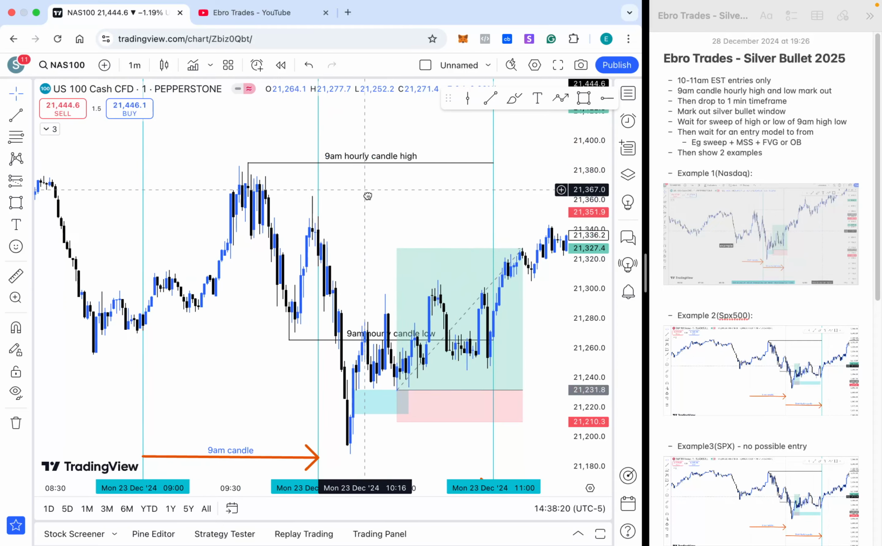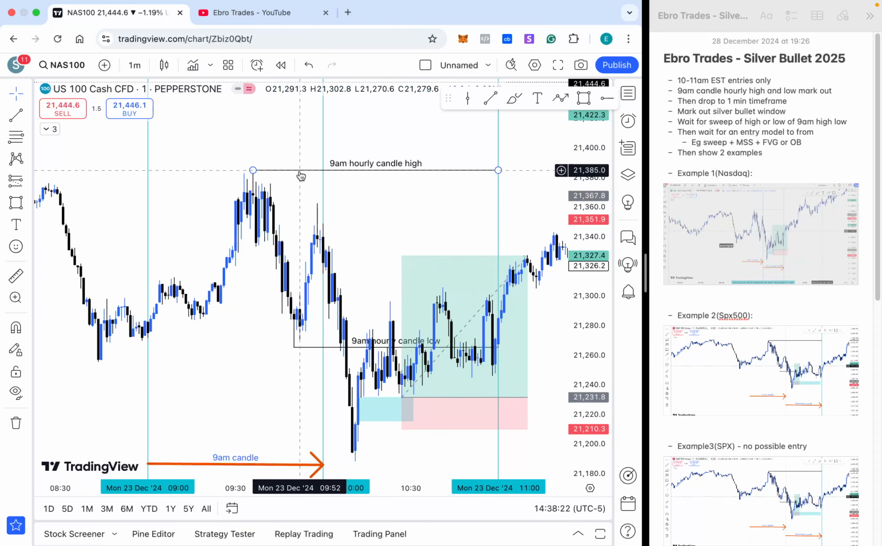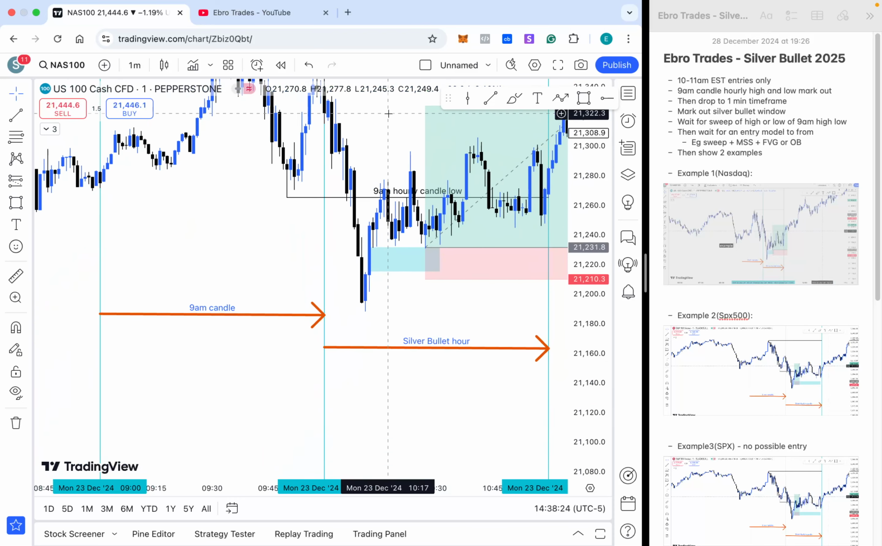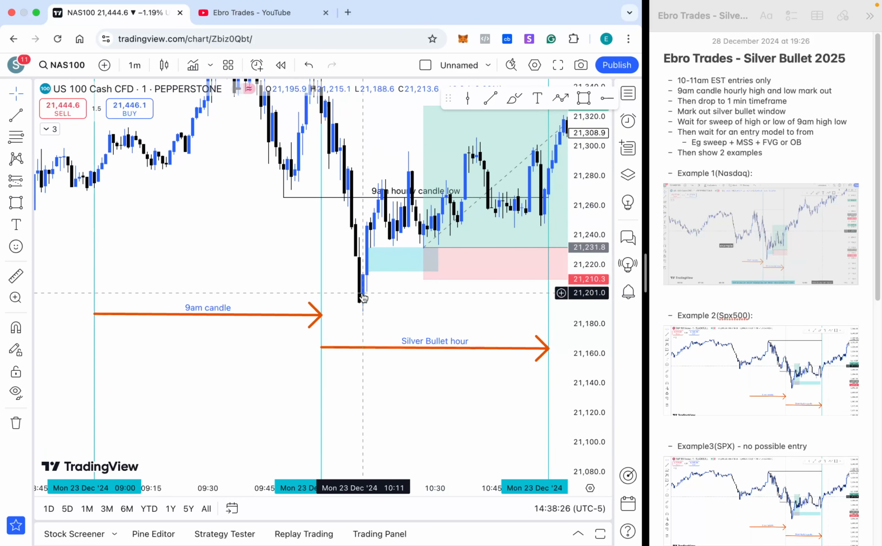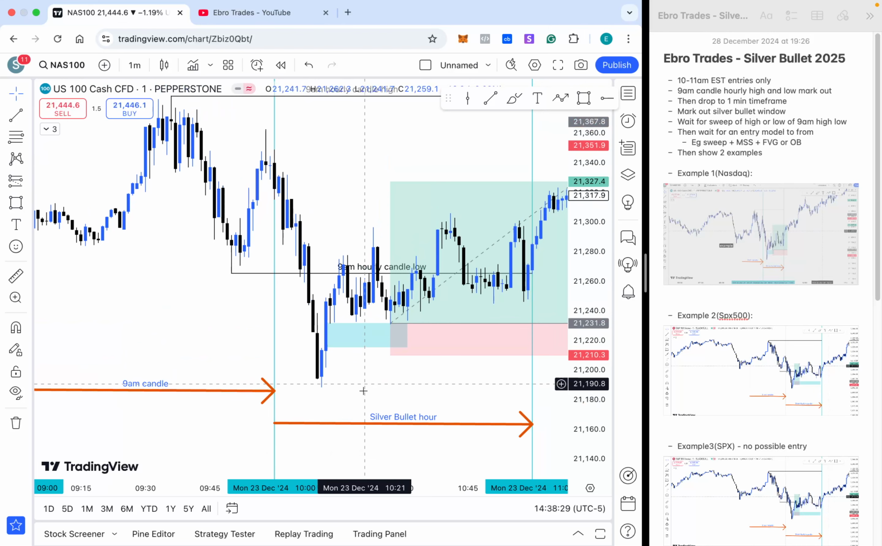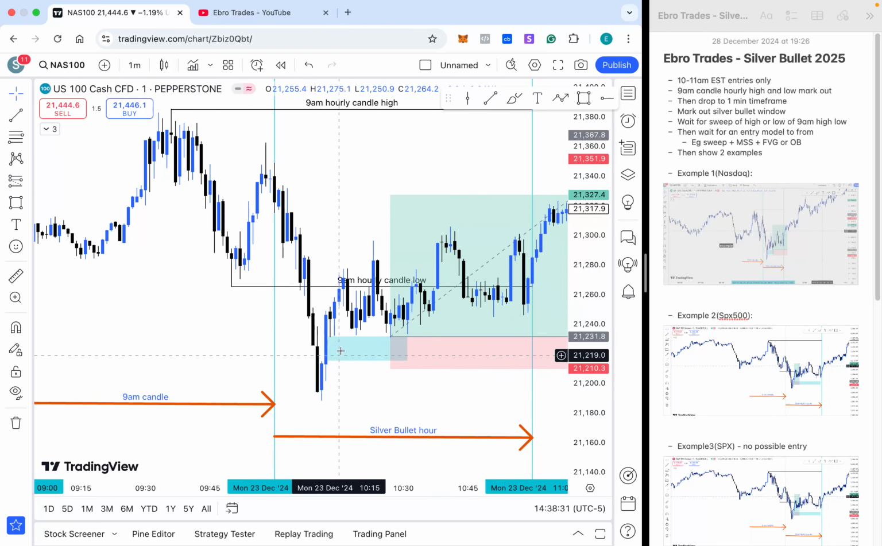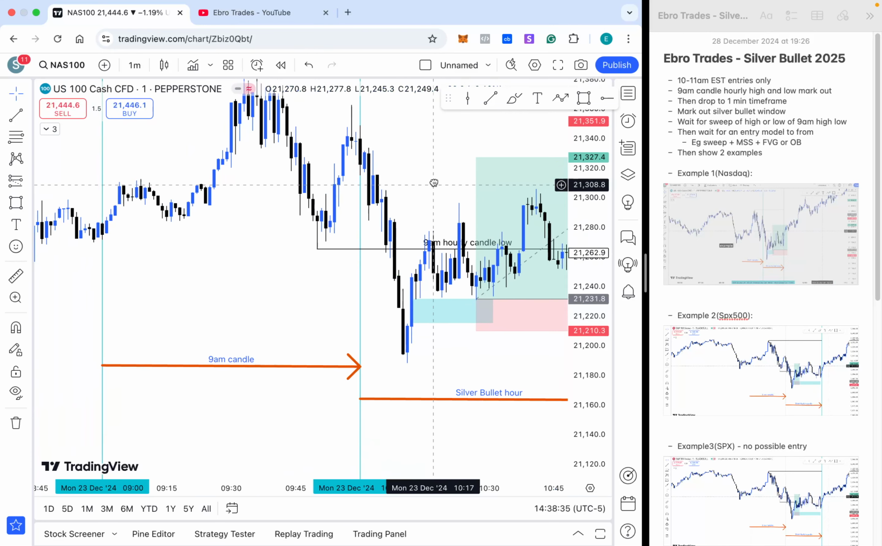Now, what am I waiting for? I am waiting for price to sweep either the high or the low. Right, what do we see? We see that price sweeps the low first. What does that mean? That means I am now looking for an ICT entry model that is bullish, aiming for the high. What does that look like?